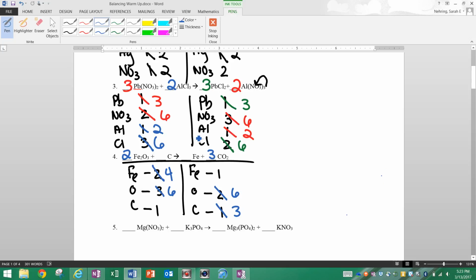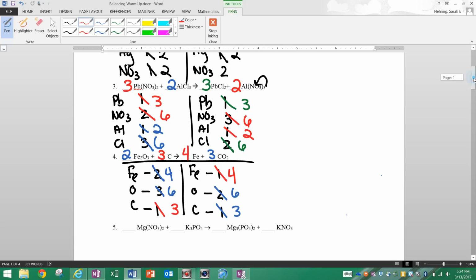Alright, now let's balance out my irons. So I need to have 4 irons over here. So if I make that a 4, 4 times 1, I've got 4 irons. And then I need 3 carbons, so I make this a 3. And now everything is balanced.